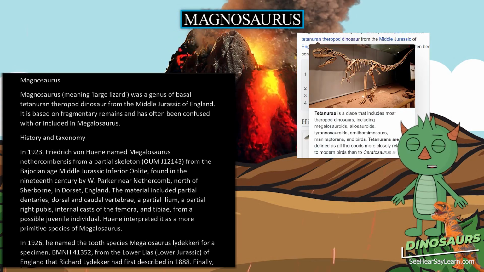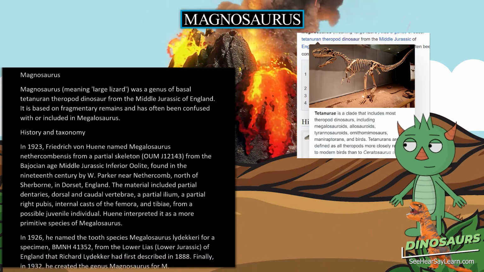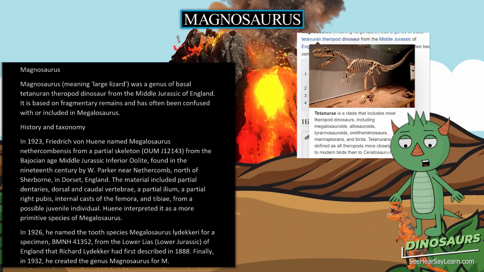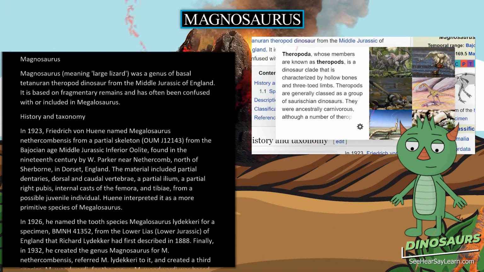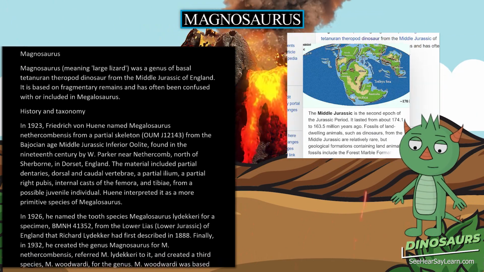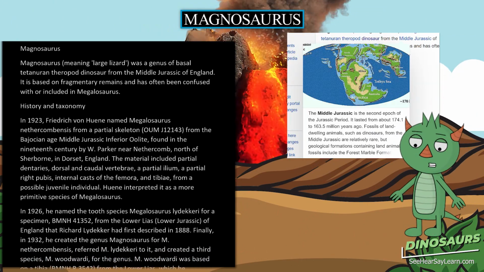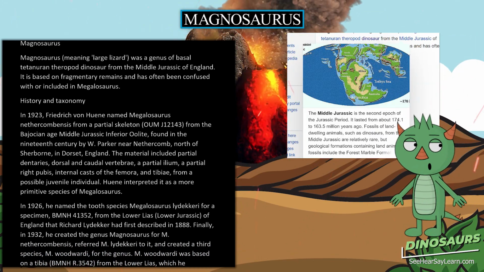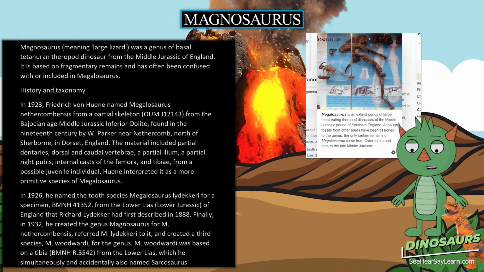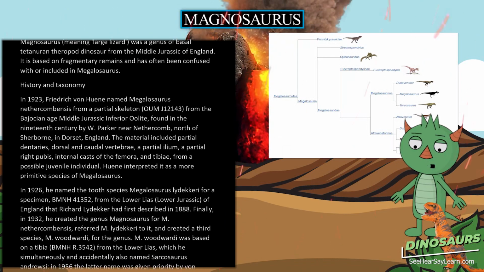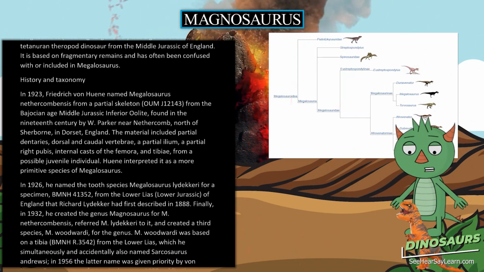J12143, from the Bajocian age Middle Jurassic Inferior Oolite, found in the 19th century by W. Parker near Nethercombe, north of Sherborne, in Dorset, England. The material included partial dentaries, dorsal and caudal vertebrae, a partial ilium, a partial right pubis, internal casts of the femora and tibiae, from a possible juvenile individual. Huene interpreted it as a more primitive species of Megalosaurus.